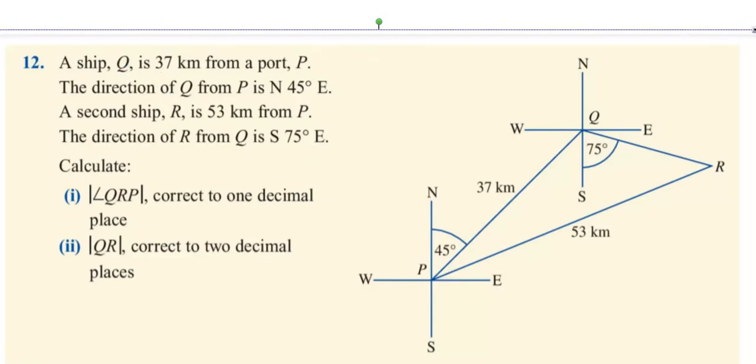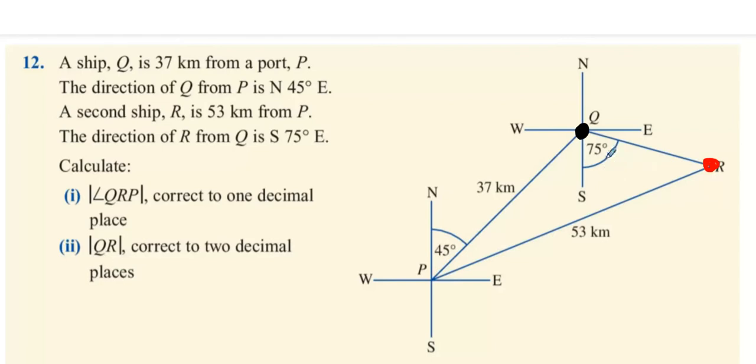Q is a ship and it starts off at port P. Everybody see port P? Now, Q is represented by the black dot. It goes 45 degrees west of north or north of west, whichever way you want to say it. A second ship R, where is ship R? It is 53 kilometers from P. So R is here, we call R the red ship, and it's 53 kilometers away from P, in the direction from Q, so it's south 75 degrees east.